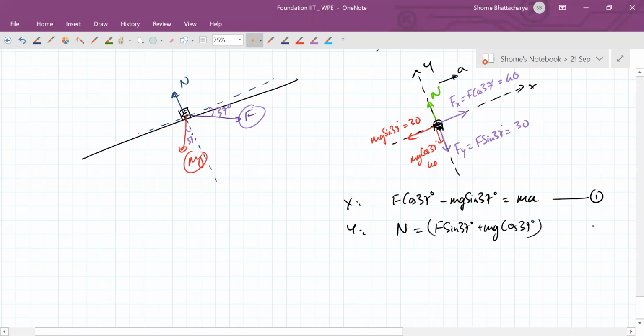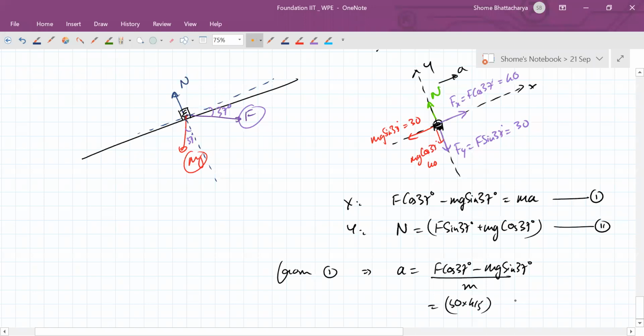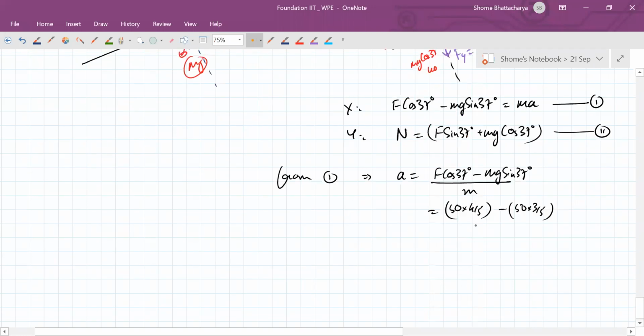So this is your second equation. But this is not really necessary for us because we don't want to find the normal reaction. So from equation 1, we can see that the acceleration will become F cos 37 minus mg sin 37 divided by the mass of the body. So this is 50 into 4 by 5 minus 50 into 3 by 5, the whole thing divided by 5. So that's 40 minus 30 by 5, or the acceleration is 2, and the answer is in meters per second square. So this is the acceleration.